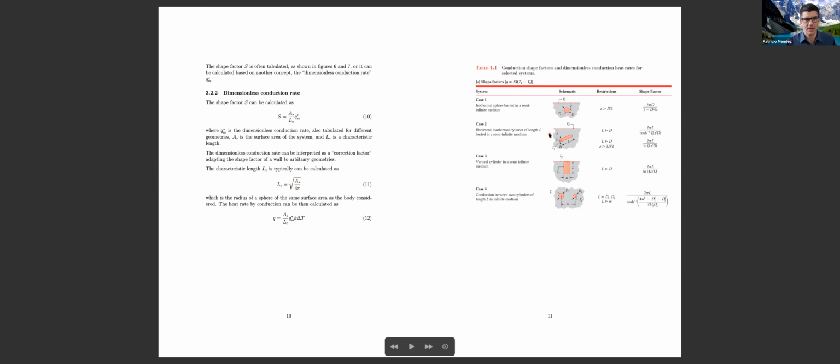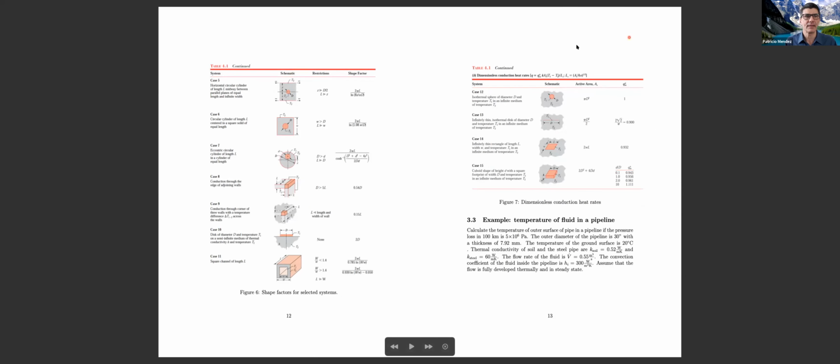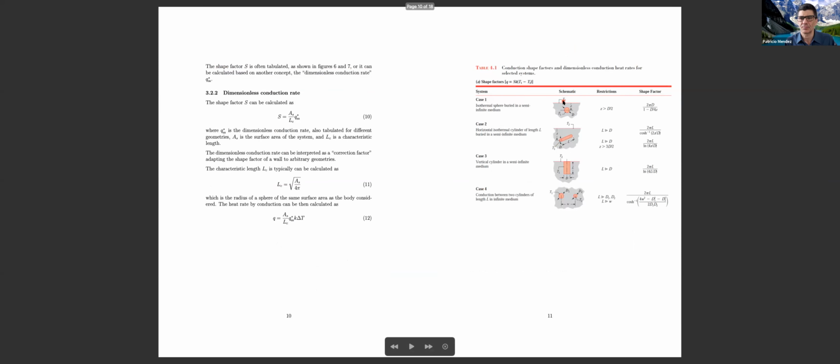And this dimensionless conduction rate is typically used for things that are finite in size, something that is not infinitely long like a pipe or infinitely wide as a wall. And this dimensionless conduction rate is also tabulated, for example, for the case of a sphere. And something to keep in mind, something I might ask: you see here we have the dimensionless conduction rate for a sphere, and here we have a sphere buried in a semi-infinite medium.